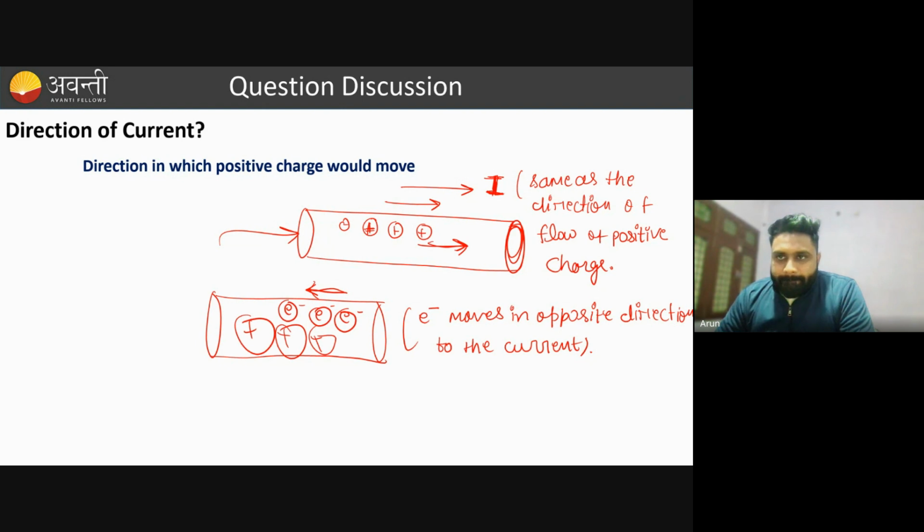Okay? Because the electron had not been discovered until then, we assumed that only positive charge is responsible for the flow of charge. So we have discussed that. After that, the electron was discovered, but we didn't feel it was right to change that assumption. So electrons move in the opposite direction to the current we have assumed.